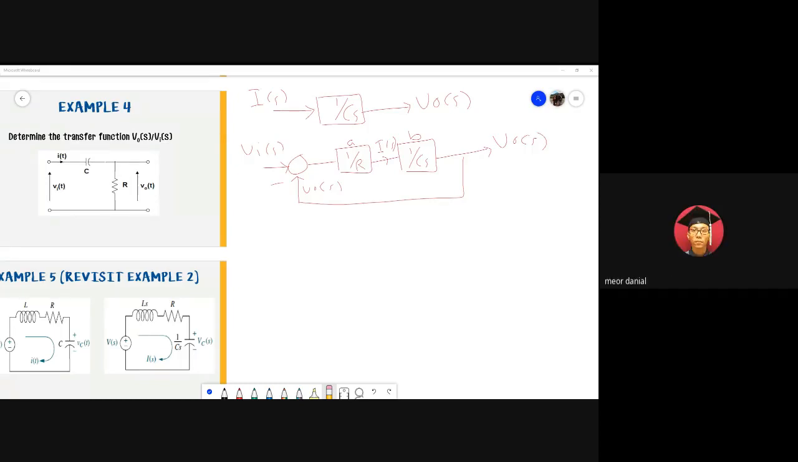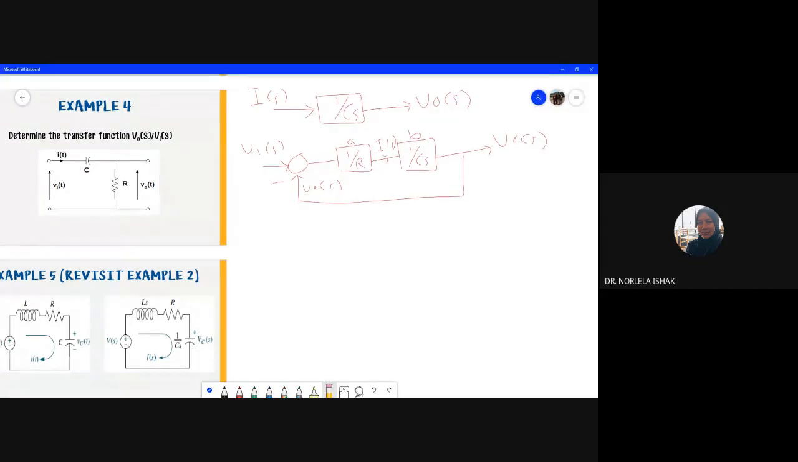Okay, it's clear now. Sorry. So now we start again. How to reduce two blocks into one block? What type of connection do we have here? What type of form can we get here? Cascade, parallel, or cascade? Yes, very good.